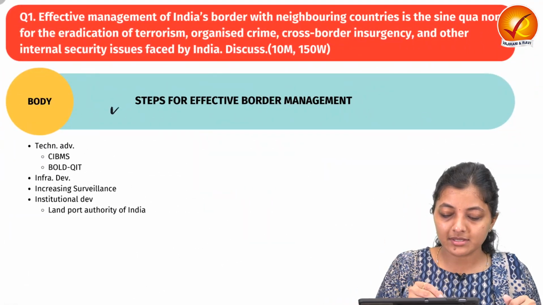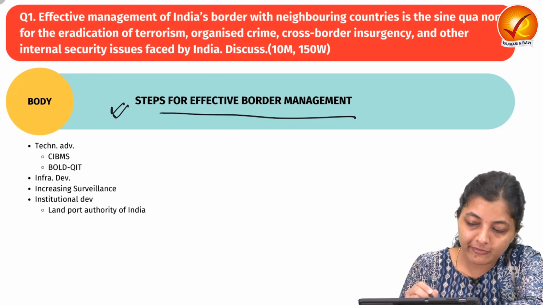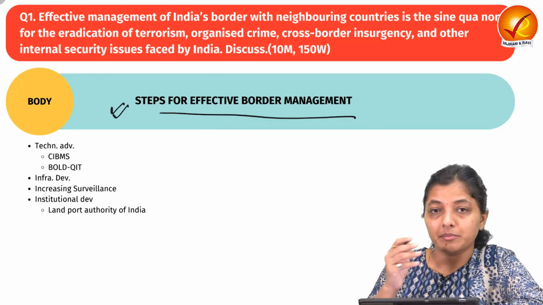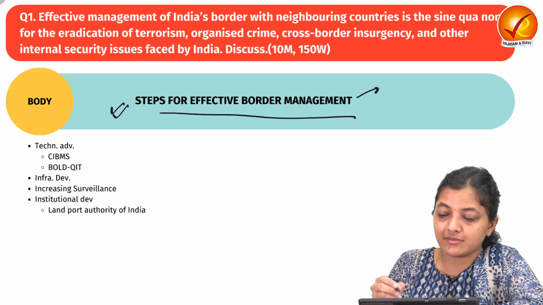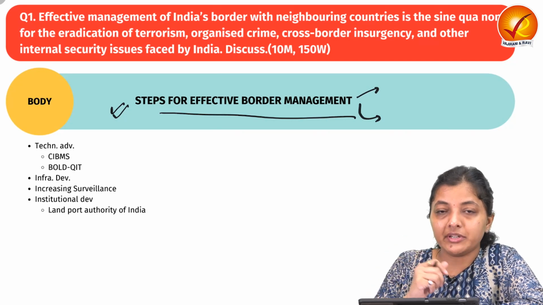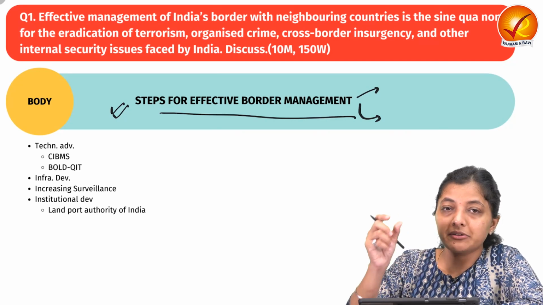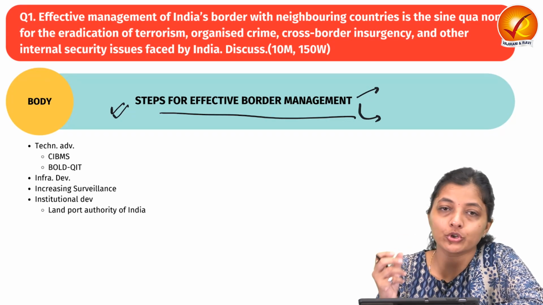Now next comes the major body part, the steps for effective border management. As we discussed before the introduction, when the keyword is discuss, we need to write the different dimensions. So for effective border management, what are the different technological advancements India is going through, or what should India do?